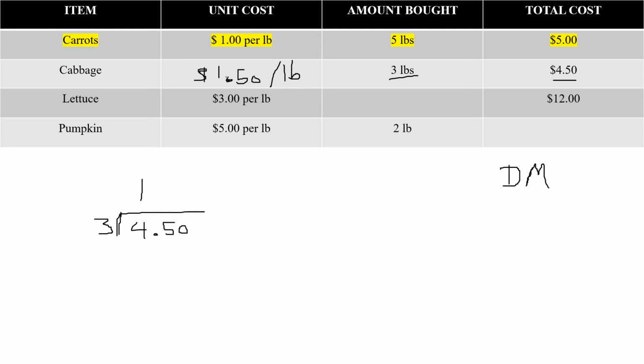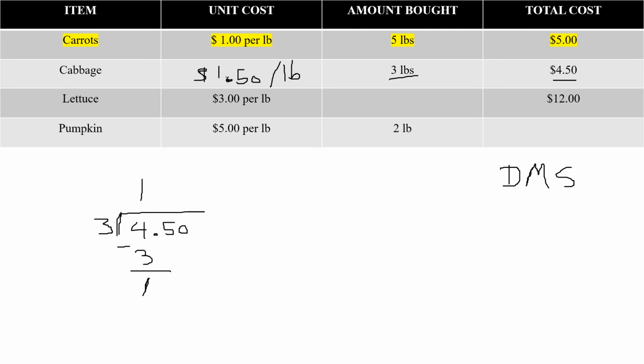So we divide first. 3 goes into 4 one time. Then we multiply. 3 times 1 is 3. And that brings us to subtract. So then it's S. Then we subtract. When we subtract this, 4 minus 3, that gives us 1.